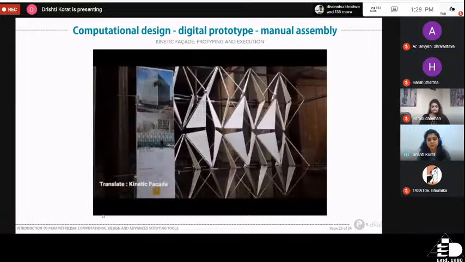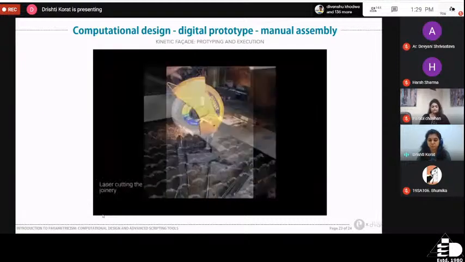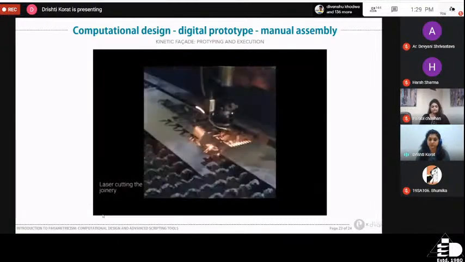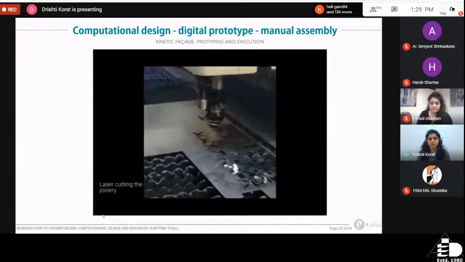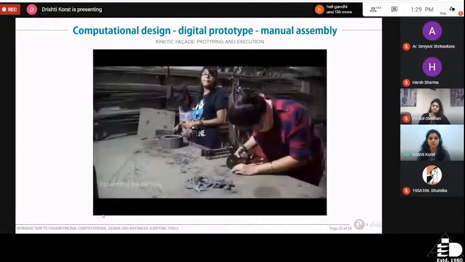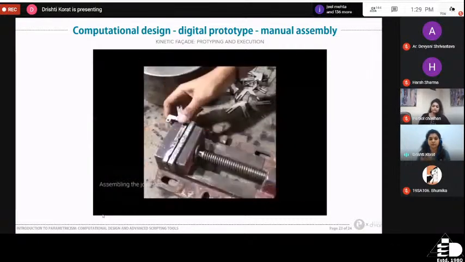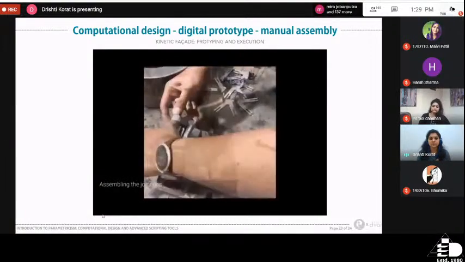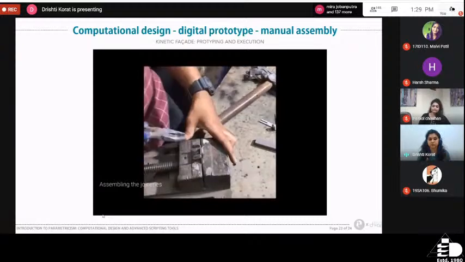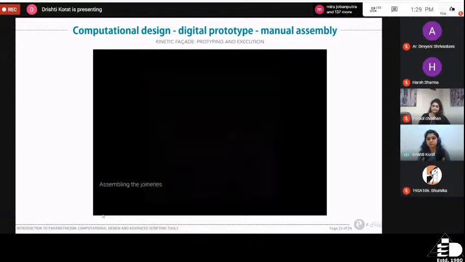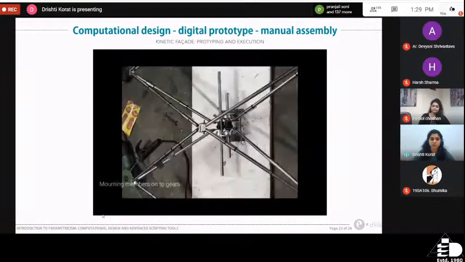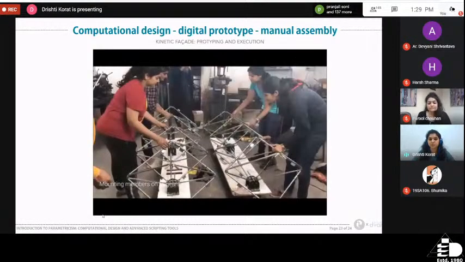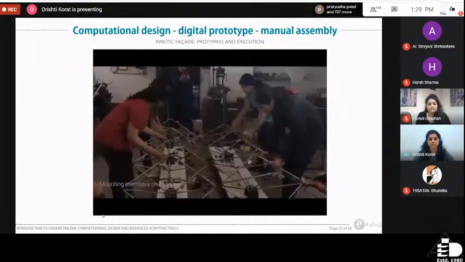And this particular part is where we actually got on to the execution of this facade. And here we're using laser cutting machines to make joineries, metal joineries, and then we're using manual methods to fold them, to assemble them. And we did all of this at the workshop. And once we had these joineries in place, we made this frame structure, and we attached motors to it and saw how the movement is conducted.